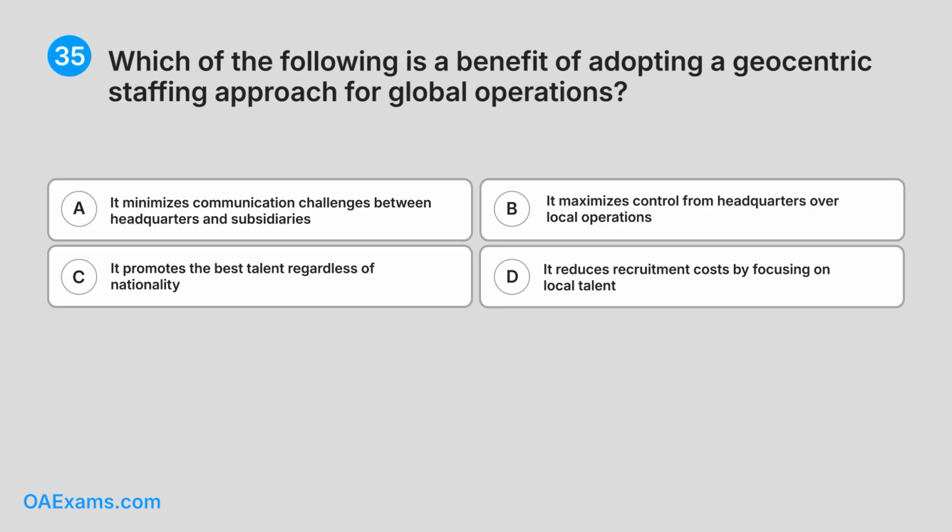35. Which of the following is a benefit of adopting a geocentric staffing approach for global operations? A. It minimizes communication challenges between headquarters and subsidiaries. B. It maximizes control from headquarters over local operations. C. It promotes the best talent regardless of nationality. D. It reduces recruitment costs by focusing on local talent. Do you know the answer?